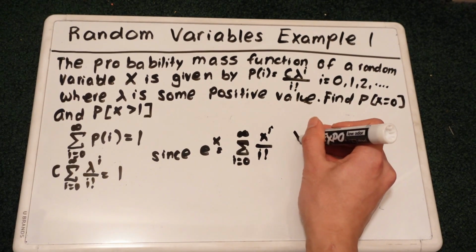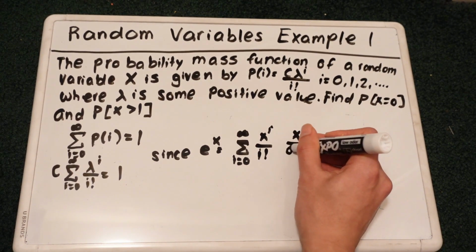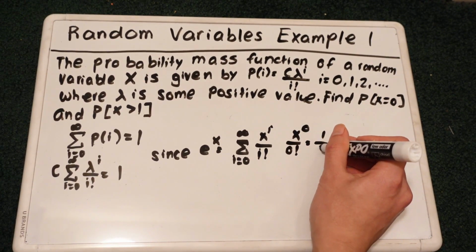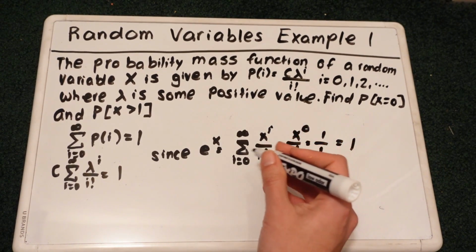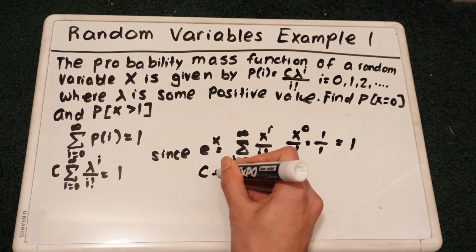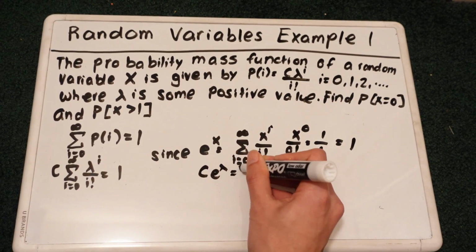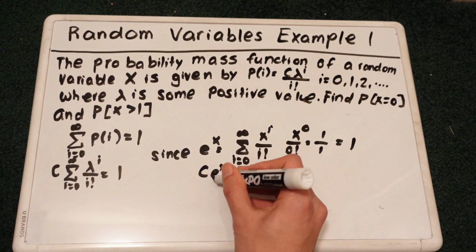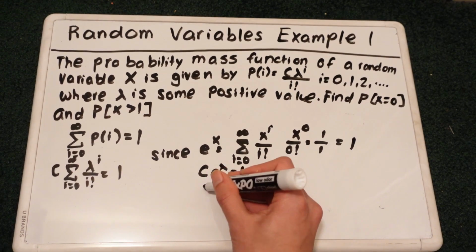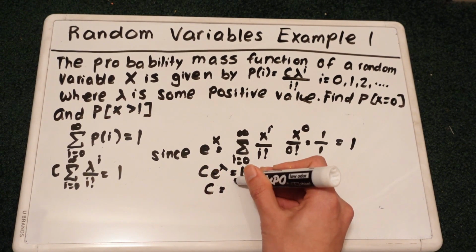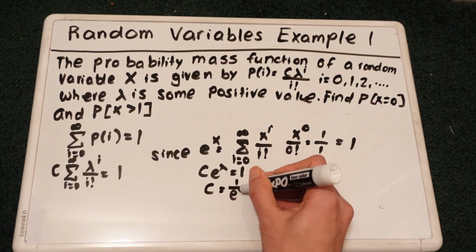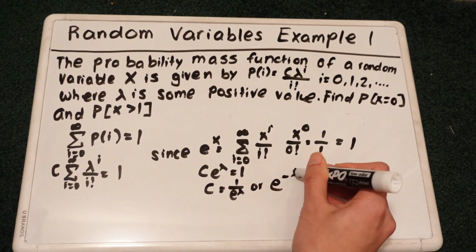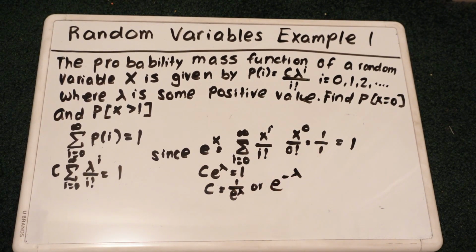In other words, let me plug in x to the 0 over 0 factorial. The numerator would just be 1, and the denominator would just be 1 as well. This implies that c times e to the λ is equal to 1. Solving for c, we could just divide both sides by e to the λ. We get c is equal to 1 over e to the λ, or e to the negative λ. So we figured out what c is.